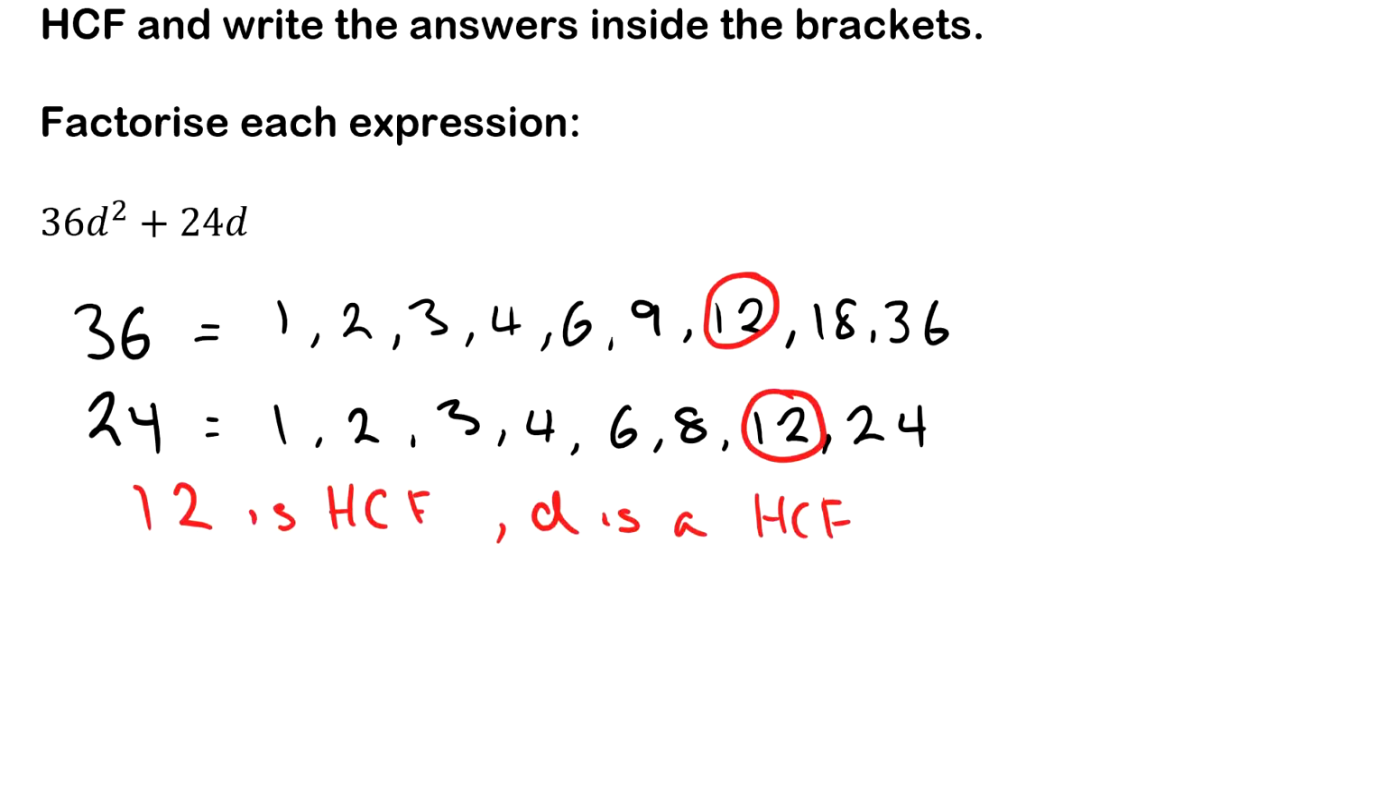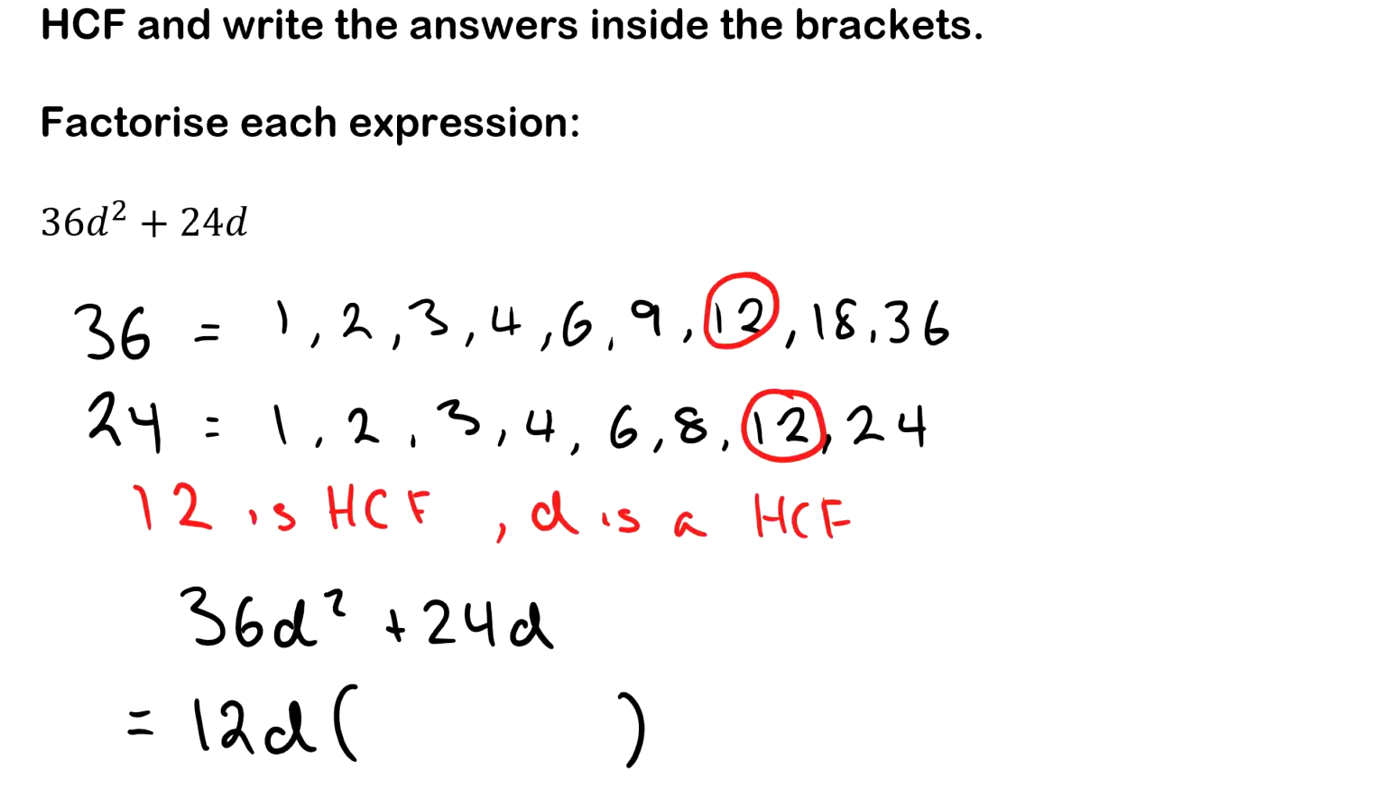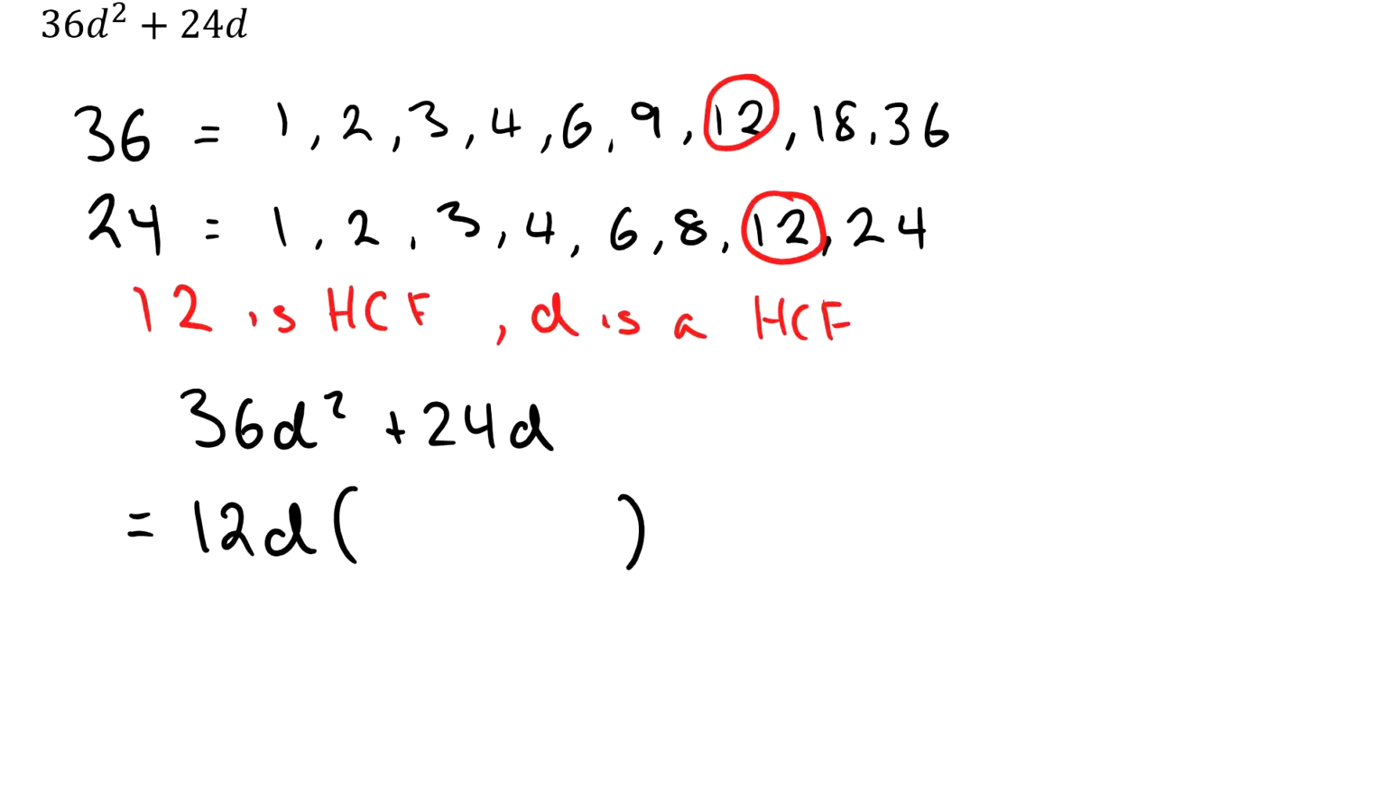So now what I do with that is I write that out the front. So I'm going to rewrite 36D squared plus 24D. I know it's going to be 12D out the front, and I've got some brackets inside. I then go, well, what's 36 divided by 12? And that's 3. I then say, well, what happens when I cancel out one of the D's that I've removed? I have one left, so D goes there. I then go, what's 24 divided by 12? That's 2. I've taken away the D already, so I don't have to worry about it.